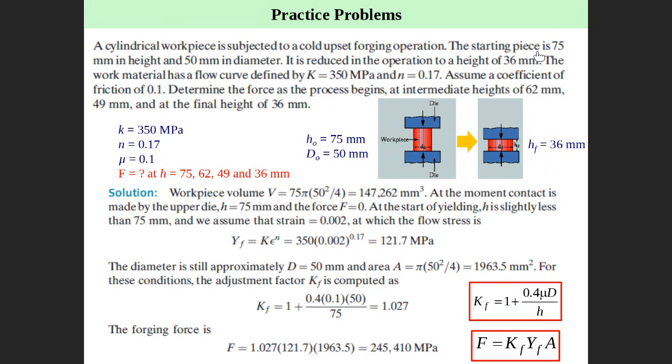The height HO is 75, he told me, and the diameter DO is 50 millimeter. So diameter DO is 50 and the height is 75. It is reduced in operation to a final HO of 36.